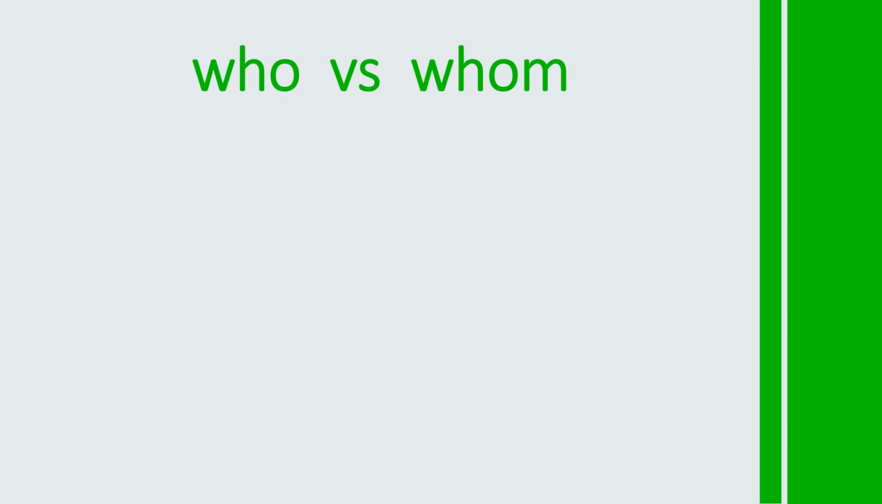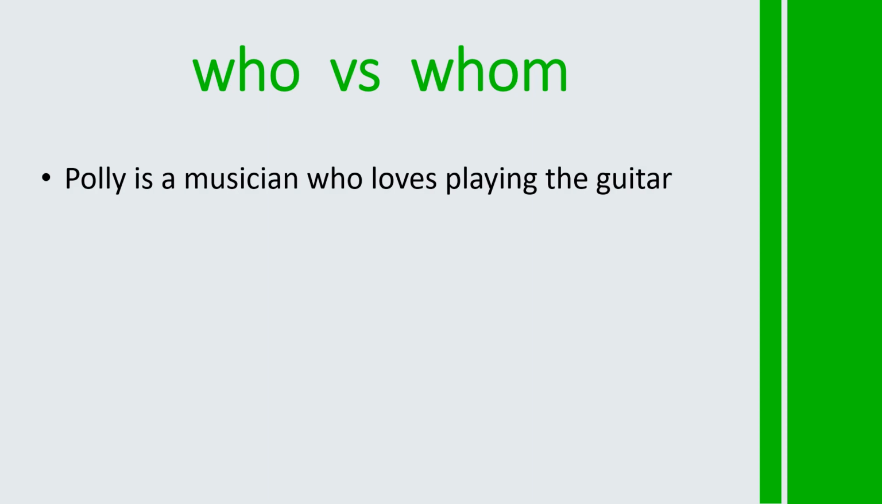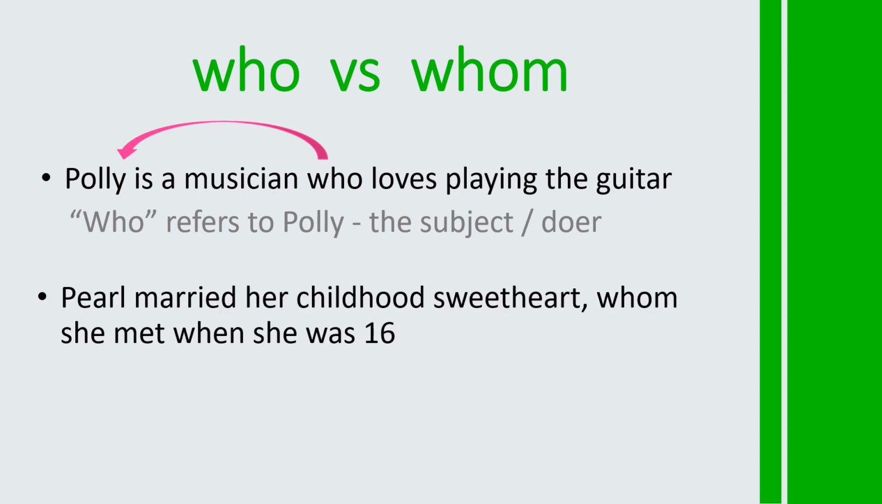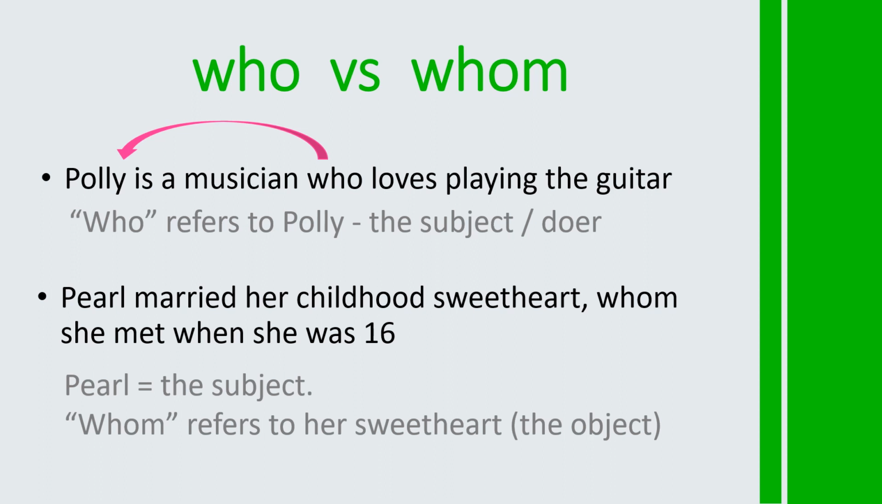So let's see some examples. Polly is a musician who loves playing the guitar. Who refers to the subject of the sentence, Polly, who is the doer. Pearl married her childhood sweetheart, whom she met when she was 16. Here, Pearl is the subject, but her childhood sweetheart, who we're talking about, is the object. So we use whom to refer to the sweetheart.